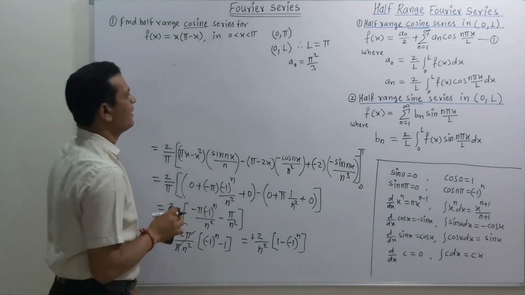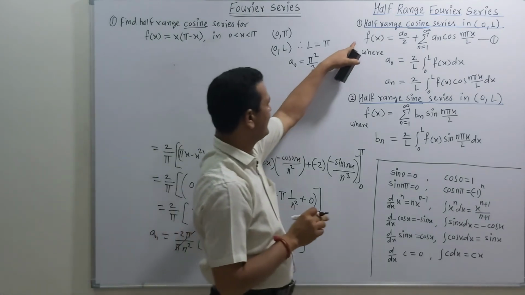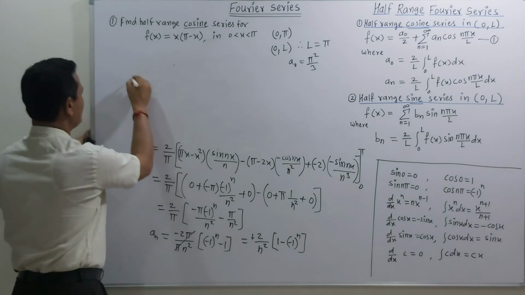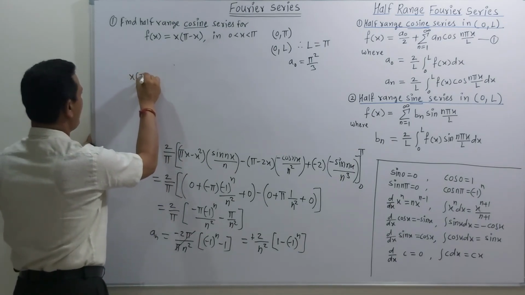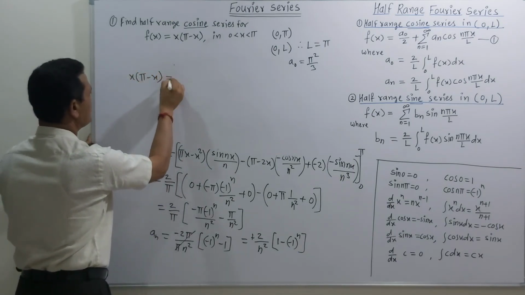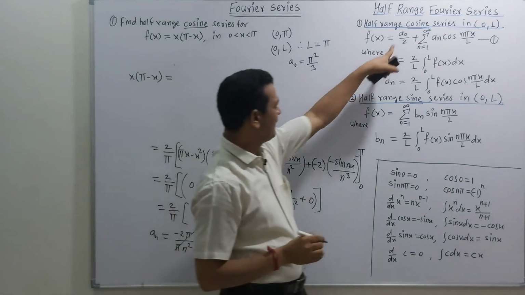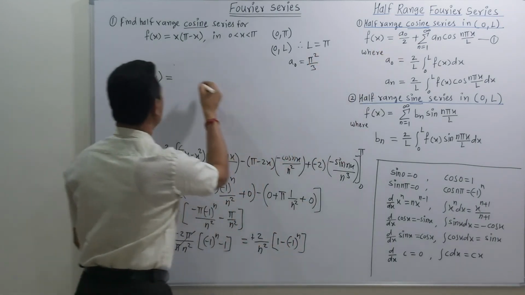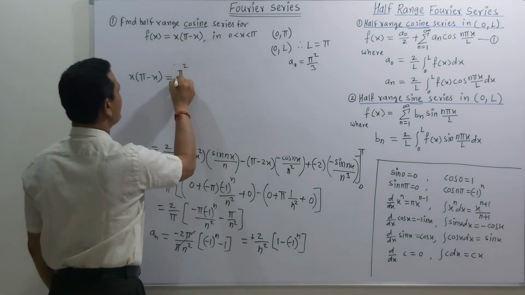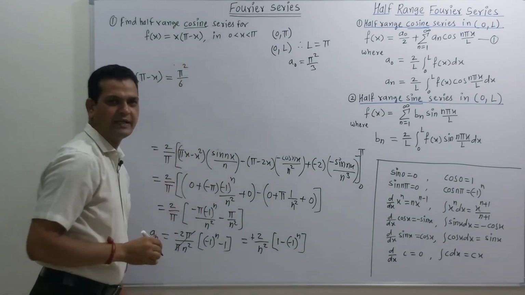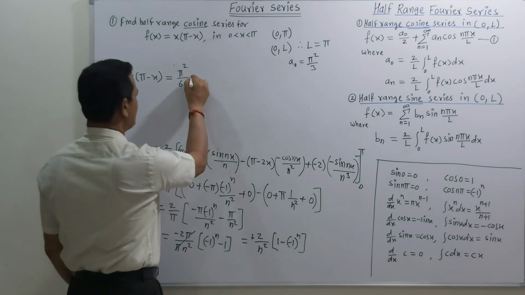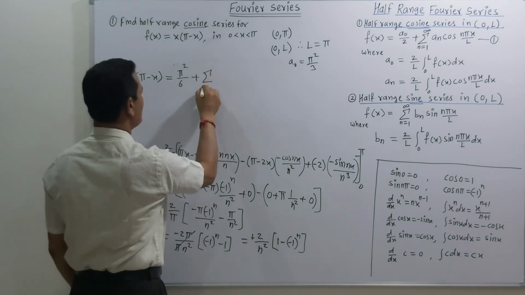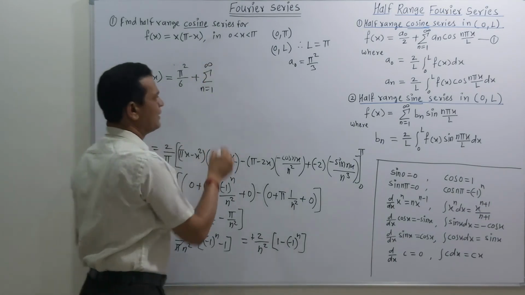So now here value of f of x. This side is f of x. Value of f of x is, this is x into pi minus x is equal to. Now put the value of a0 by 2. So value of a0 is pi square upon 3. We can write this as pi square upon 3 into, we get this as 6, plus summation. So summation goes from n is equal to 1 to infinity.